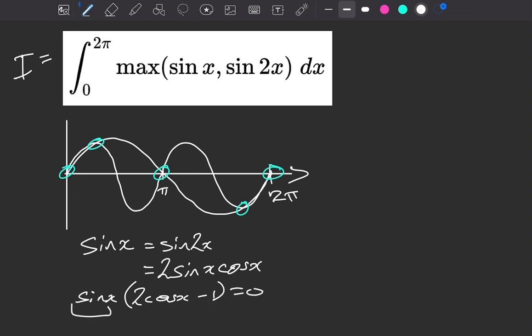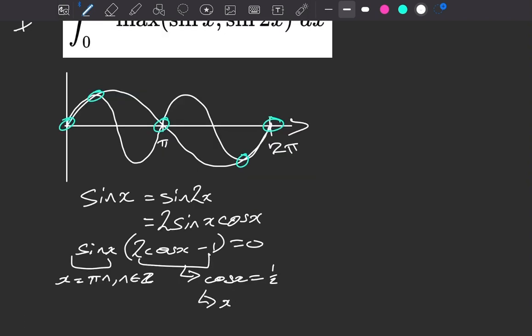So this term gives us all of our multiples of pi, where n is an integer. And this term here is going to give us that cos x is equal to a half. This gives us then that x is an even multiple of pi, plus or minus pi on 3. And in this case, because we're limited between 0 and 2 pi, what we want is that it's pi on 3 and 5 pi on 3. So we know all of our locations. This is pi on 3, and this here is 5 pi on 3.